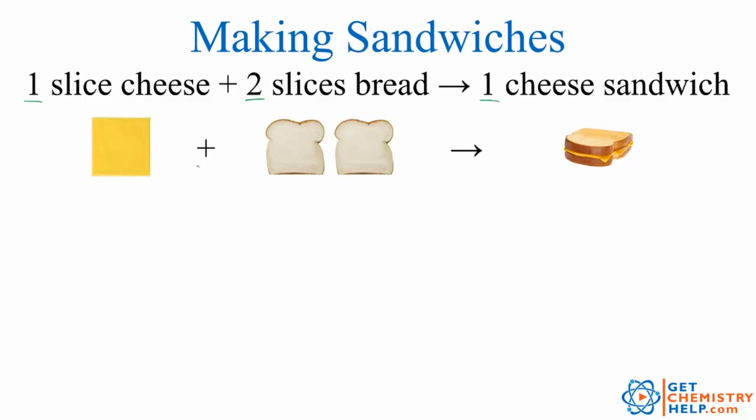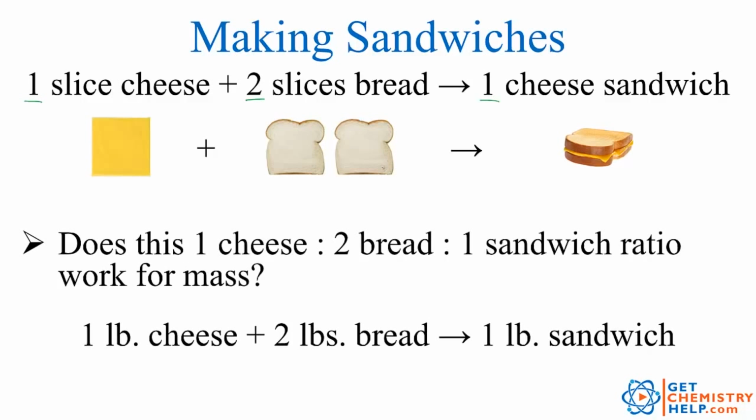Now again, just as in a chemical reaction, the ratio is particles or pieces. So our particles could be molecules, our particles could be moles, or particles could just be pieces of cheese and bread. So 1 slice of cheese reacts with 2 slices of bread to make 1 cheese sandwich. Well, does that same ratio work for mass? In other words, could I have a 1 to 2 to 1 mass ratio? Could I say for every 1 pound of cheese, it reacts with 2 pounds of bread to make 1 pound of sandwiches? Of course not. The stoichiometric ratio is always pieces or particles, not mass.